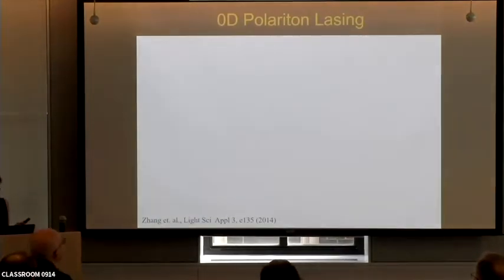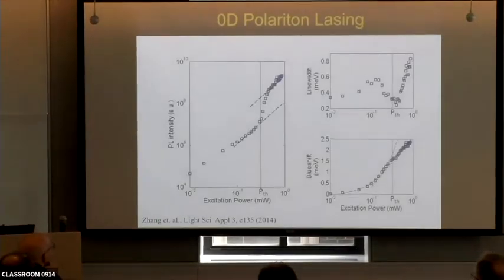If we take a more detailed look at the input-output, that shows the stimulated scattering threshold. The linewidth stays narrow and it decreases across threshold. The blue shift is gradual and relatively small. There's no sudden jump.